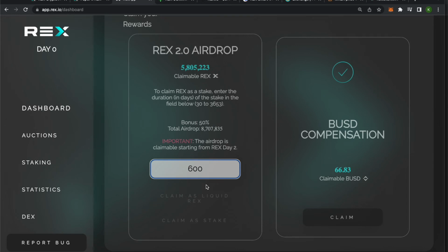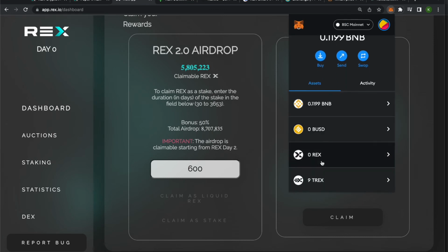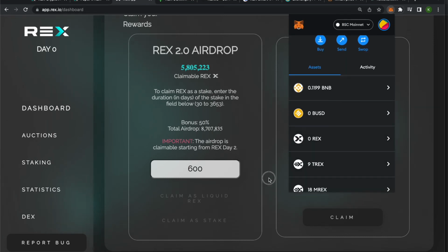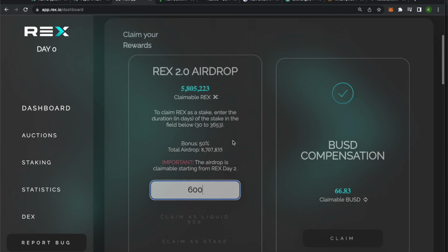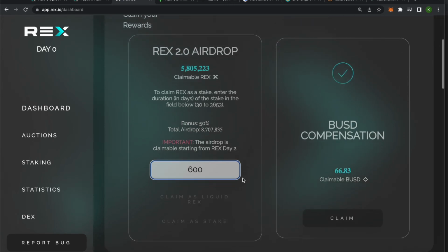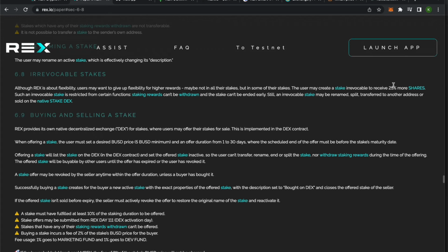And then over and above that, when this is live, this claim as stake button will come up. If you claim that as a stake and if your wallet is holding a TRex, at least one TRex, which this wallet is, then I will also get 25% more shares when this stake is created. And then this airdrop stake is an irrevocable stake, so there's an additional 25%, I think.